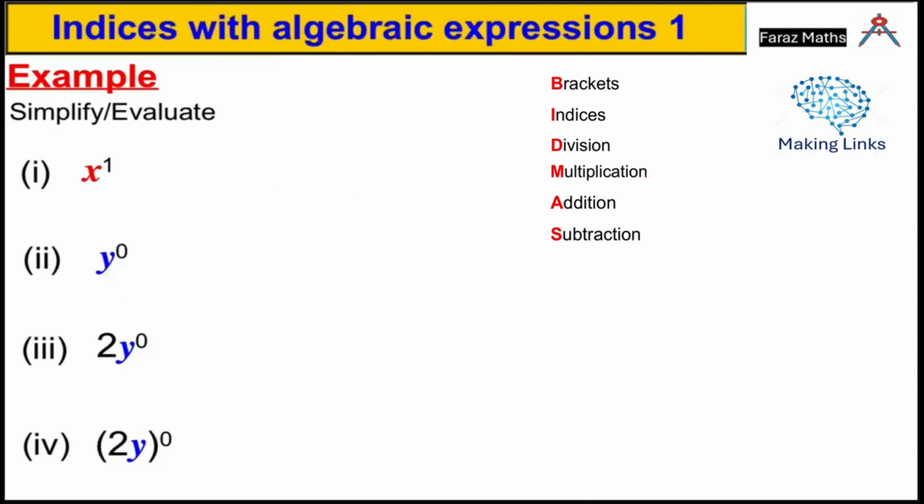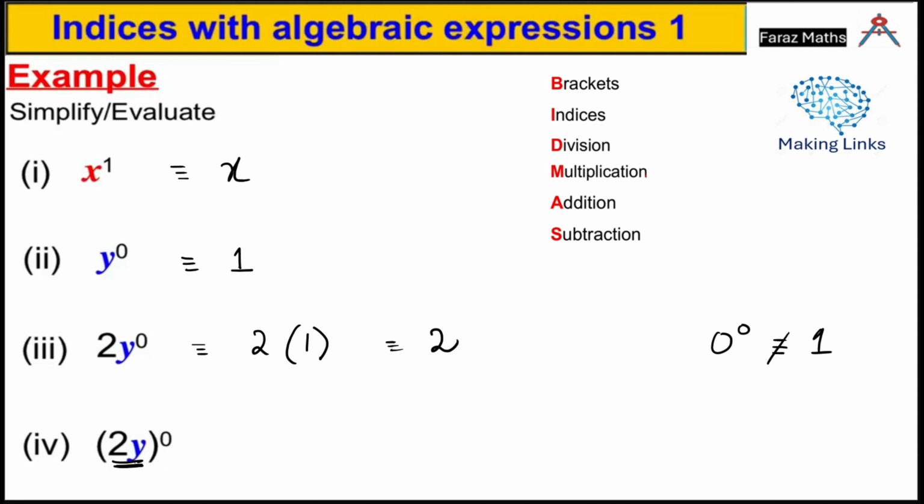Okay, the last one. Here we have to evaluate x power 1. So x power 1 is simple, x. Y power 0, anything raised to the power of 0 is equivalent to 1, except 0. 0 to the power of 0 cannot be equivalent to 1. Then for 2y, we already know that y power 0 is equal to 1, so that's why 2, and then in the bracket we have to write 1, because y power 0 is 1. 2 ones are 2.